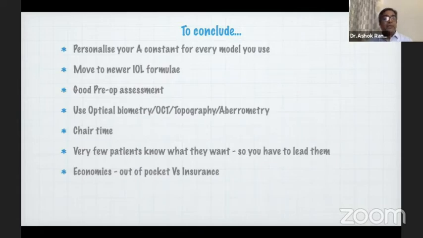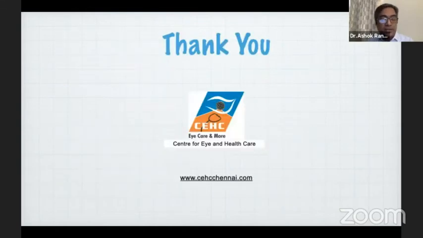Here I would probably stress on the fact that chair time is most important. And the last point is also very important, that in India, it's all out-of-pocket expenses. So when we counsel a patient for premium intraocular lens, they must find the value for it when they spend for it. Thank you very much for your patient hearing, and I apologize for the little extra time I took.